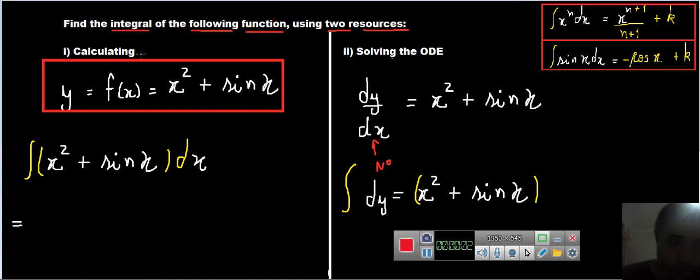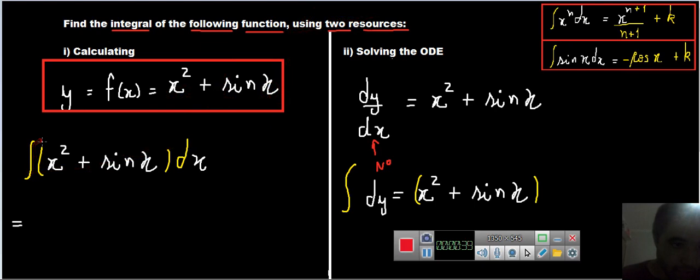Hello my dear students, today we're going to find the integral of the following function using two resources. The first one is calculating this integral right here of this function, okay? So before we start, I'll show you some concepts. So we have x relates with y through the function f, okay? This notation means that, right? And then we get a function right here, and that is x squared plus sine of x.